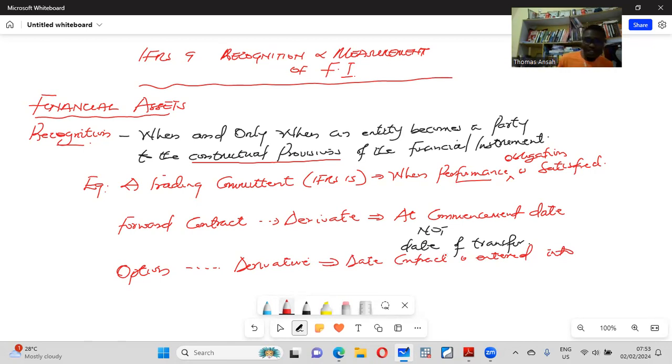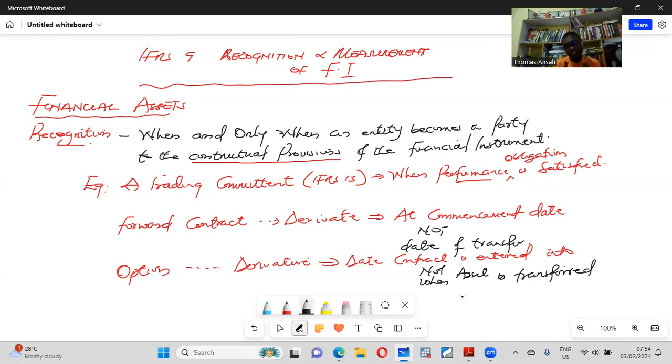All right. So that is commencement date, not when the exercise is done. So not when the asset is delivered or is transferred. So please be careful about that. You start recognizing the thing even prior to that. So it's when the contract is entered into. All right. So that is that. All right. Not when the option is exercised.